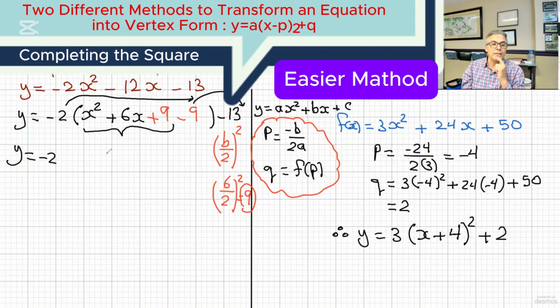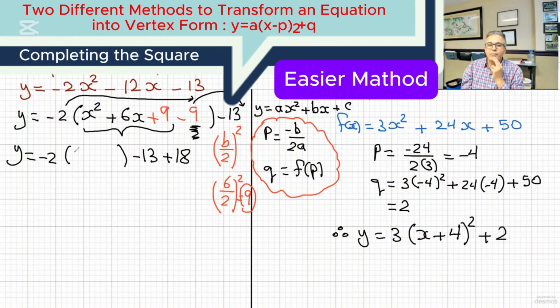Okay, so what does that mean? It means, let me just write the brackets here, we're still going to have the -13 right here. And then when we move the -9, we have to remember that we have to multiply it by -2. So that gives us +18. So it comes out as +18. Okay, so now this here we're done with.